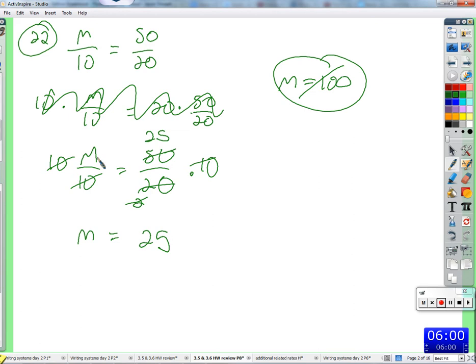do it algebraically. Do the same thing to both sides, try to cancel everything out that's not m, and leave m by itself. As long as we do that correctly, we get m equals 25. We try to do too much in our heads, maybe. Maybe we'll get it right, maybe we'll get it wrong.